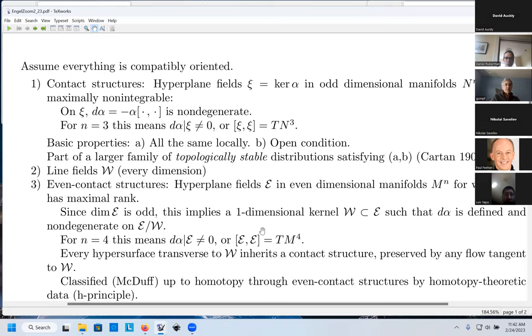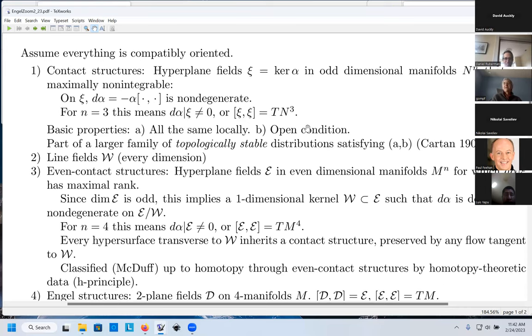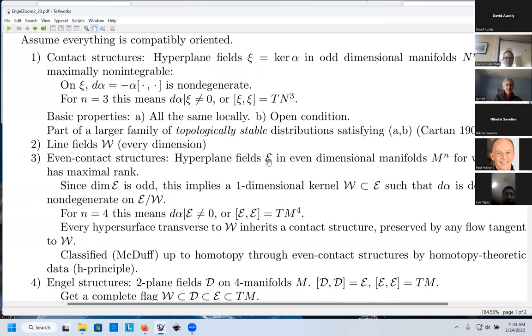And so to sum up then, we're looking at all the different kinds of topologically stable distributions. We've got line fields, and then we've got contact and even contact structures depending on the parity of the dimension. And those fill up the whole family. Well, except like a lot of families, there's this one crazy uncle that no one really understands, and that's the Engel structures. So what is an Engel structure then? Well, what's going on here is that if you want to get an open condition, then you need enough diffeomorphisms to take one of these things locally and fill up a whole open set by applying diffeomorphisms.